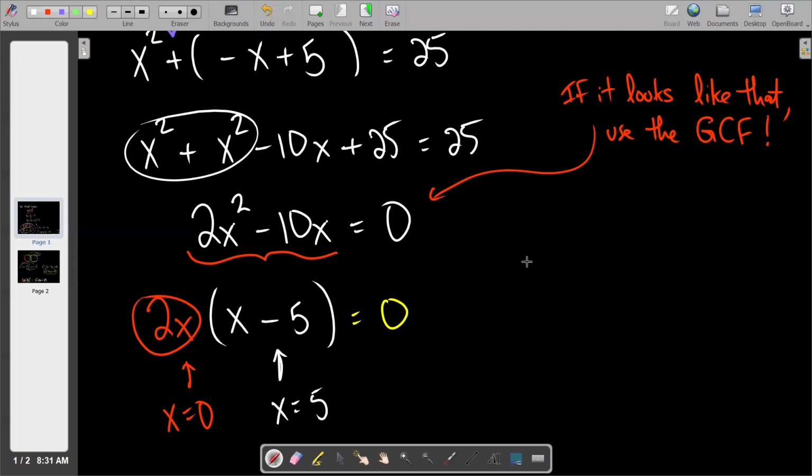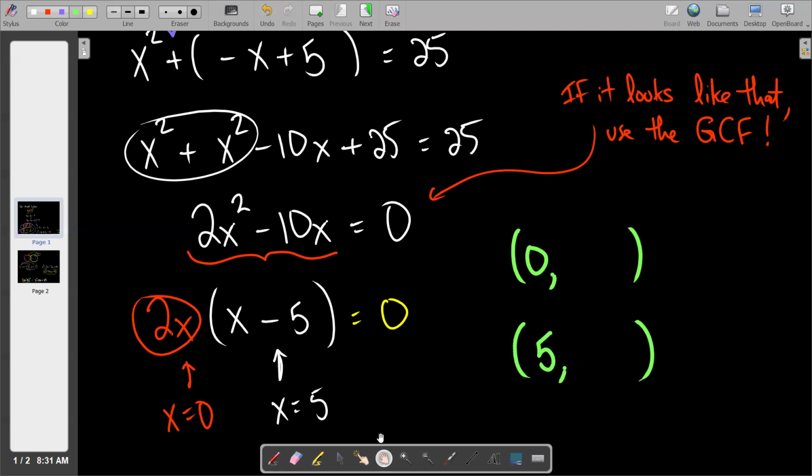Wow. So we have figured out that our 2 answers to this problem look like this. I'll switch to green here. We have 0, comma, mystery. And we have 5, comma, mystery. And where, oh, where do we solve the mysteries? We plug it back in.